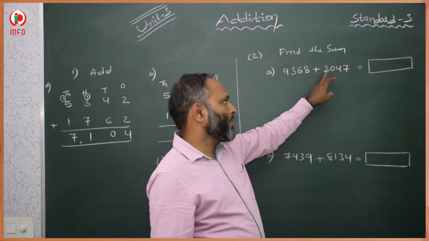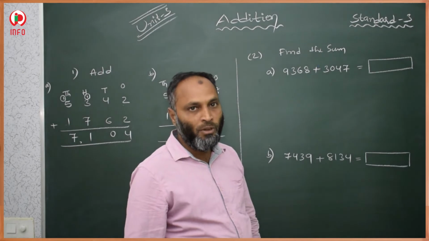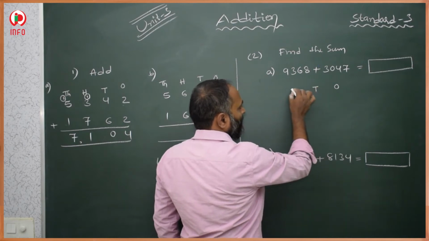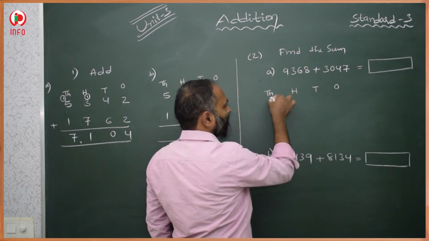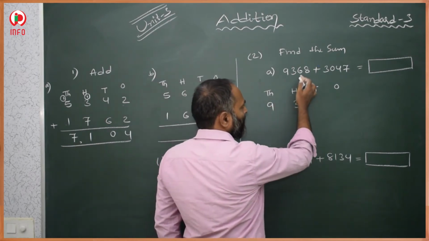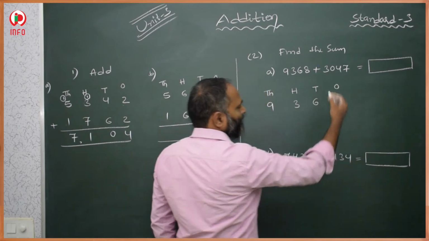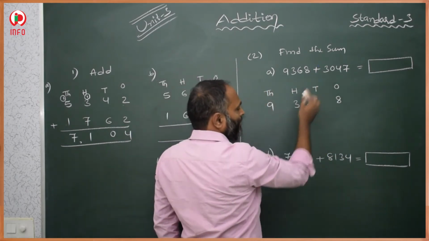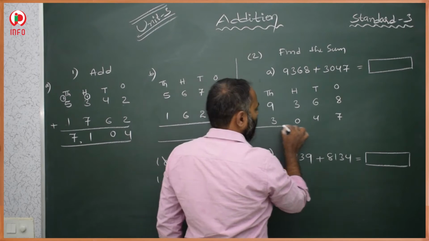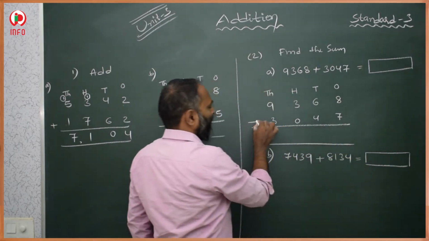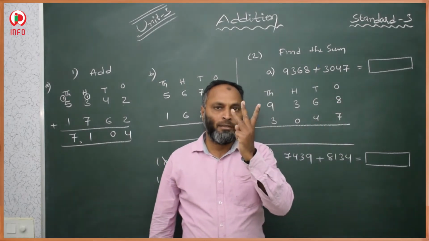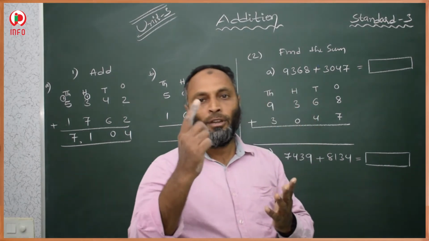9368 plus 3047. First we have to arrange these in columns. How? Ones, tens, hundreds and thousands. 9368, and next numeral 3047. Then add 8 plus 7: 8, 9, 10, 11, 12, 13, 14 and 15.